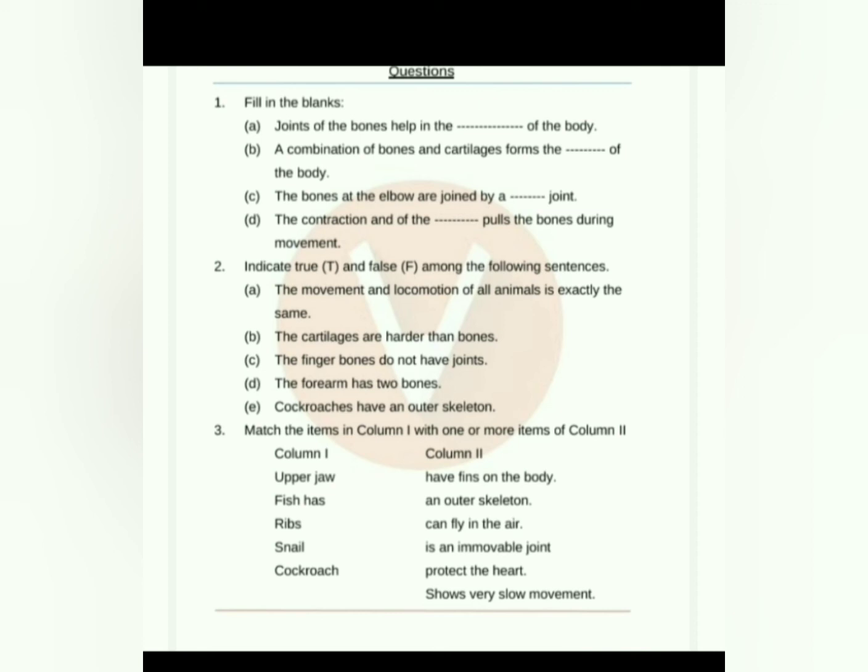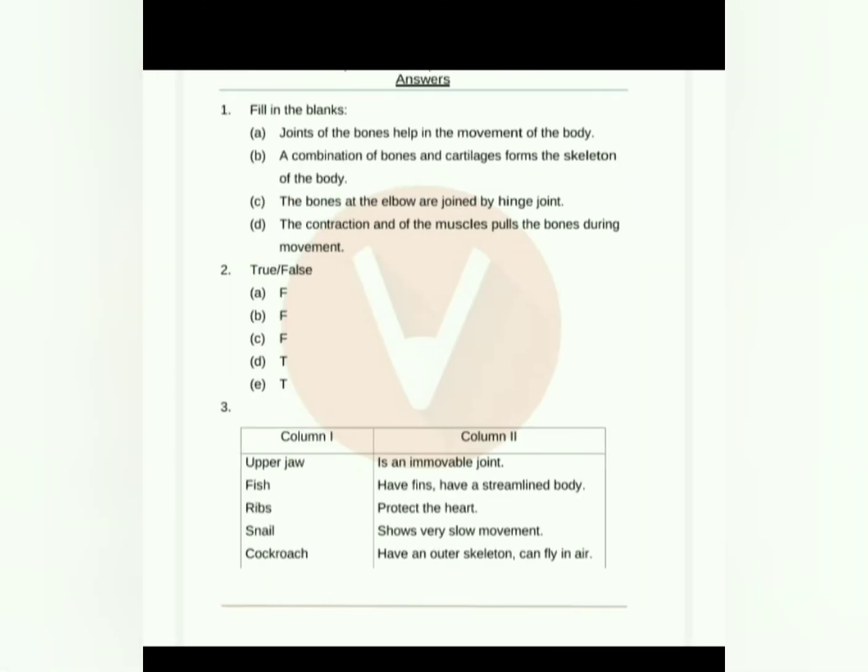Which option is correct for fish? It has fins on the body, an outer skeleton, can fly in the air, is an immovable joint, protects the heart, shows very slow movement. What is the answer? Fish has fins and a streamlined body. This is the suitable option for fish.